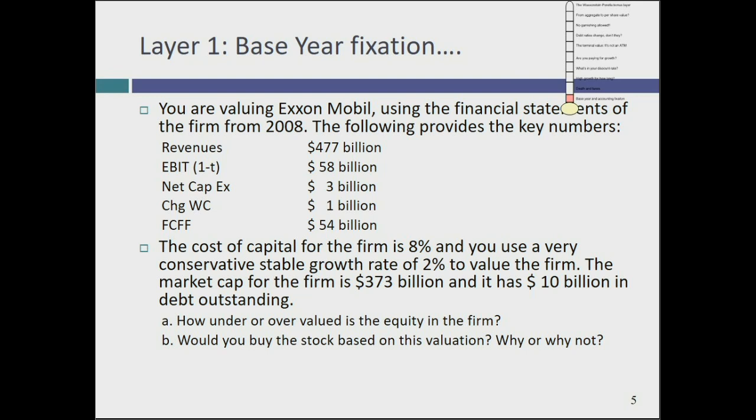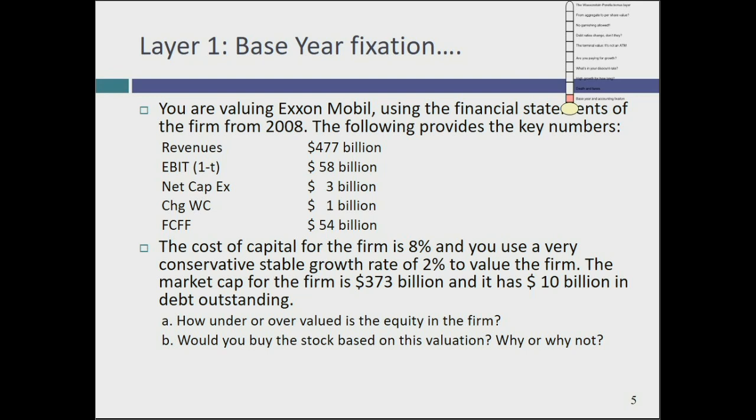And let's say you use a 2% growth rate in perpetuity, which you're allowed to use. It's close to the inflation rate. And the market cap of the firm is $373 billion. There's $10 billion in debt outstanding. If I gave you just those numbers: free cash flow to the firm in the most recent year, 2% growth rate, 8% cost of capital, roughly speaking, how much will the value of the operating assets of ExxonMobil be?